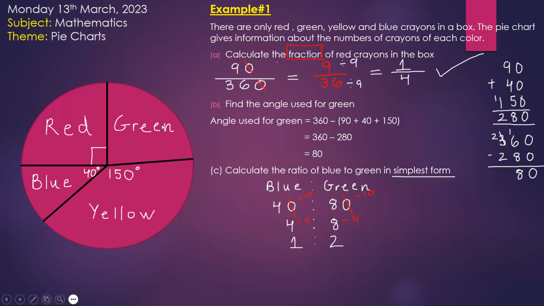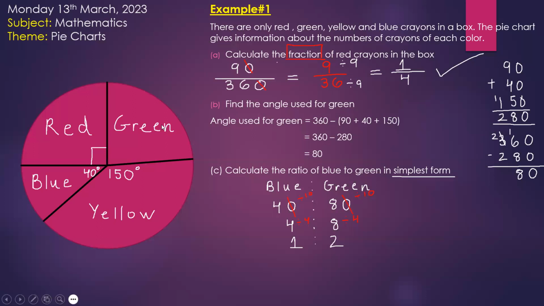For B, it says, find the angle used for green. Angle used for green is equal to 360 take away 90 plus 40 plus 150. So when you add 90, 40, and 150, you get 280. And you'll have to subtract 280 from 360, and that'll give you 80.